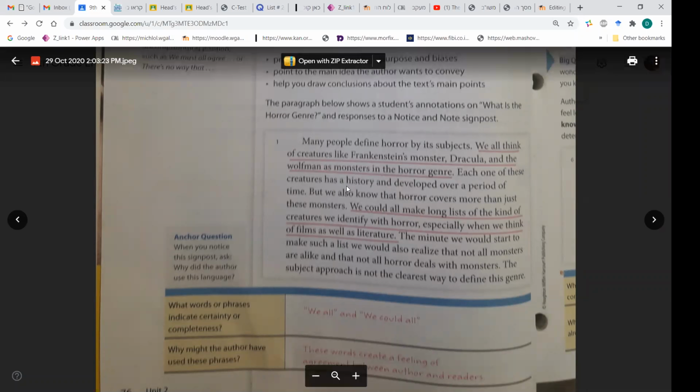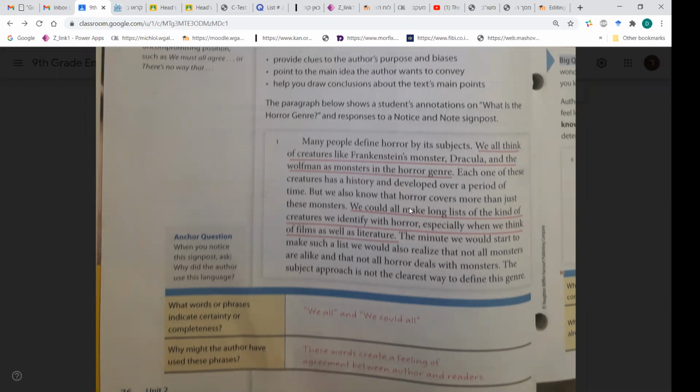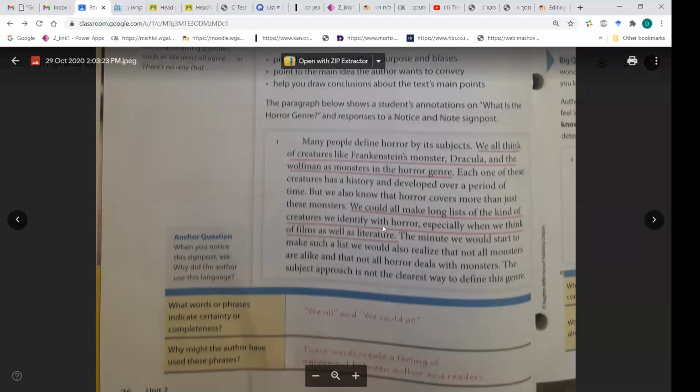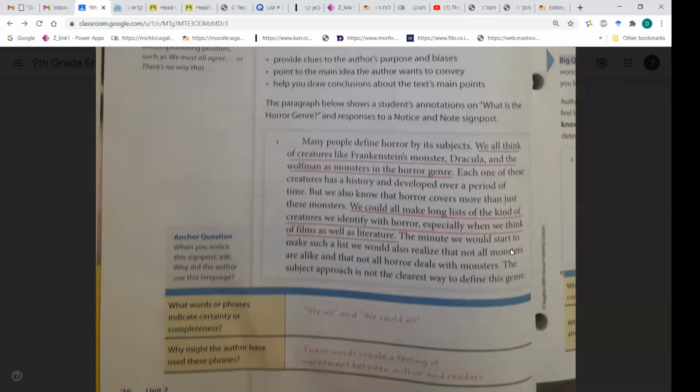Each one of these creatures has a history and developed over a period of time. We're talking about Dracula and Frankenstein, etc. But we all know that horror covers more than just these monsters. We could all, again, the word all, this is extreme language. We could all make long lists of the kind of creatures we identify with horror, especially when we think of films as well as literature. The minute we would start to make such a list, we would also realize that not all monsters are alike and that not all horror deals with monsters.